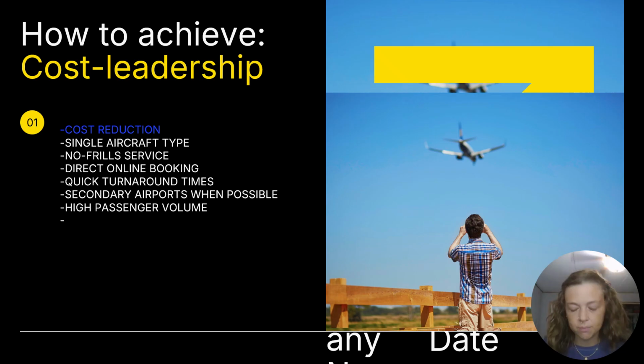As many passengers as they can put on a plane. They try not to have empty seats. AirAsia reduces costs through operational efficiency. Using a single aircraft type lowers maintenance and training expenses. The airline eliminates unnecessary services, like I said, like complimentary food and snacks and drinks and all that. They focus on direct online sales, reducing commission costs, and fast turnaround times to maximize your aircraft usage.